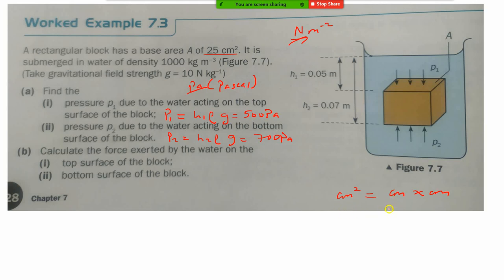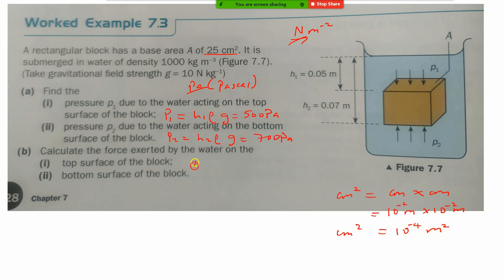Now, what does centi mean? Centi means 10 to the minus 2, right? So if centi means 10 to the minus 2, and I'm multiplying 10 to the minus 2 times 10 to the minus 2, what are we going to do to the power? Add. So we get 10 to the minus 4 meter square. So at the end of the day, centimeter square is equal to 10 to the minus 4 meter square.